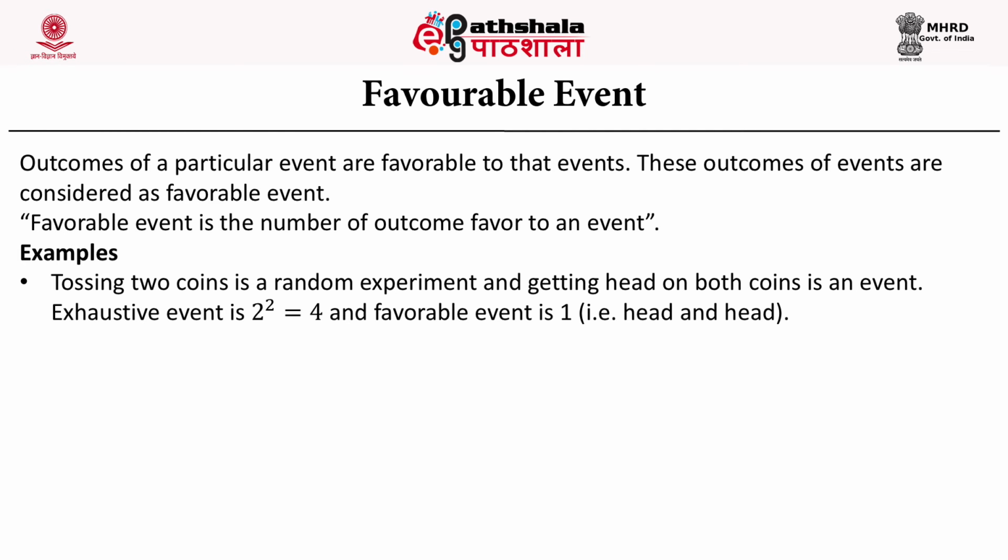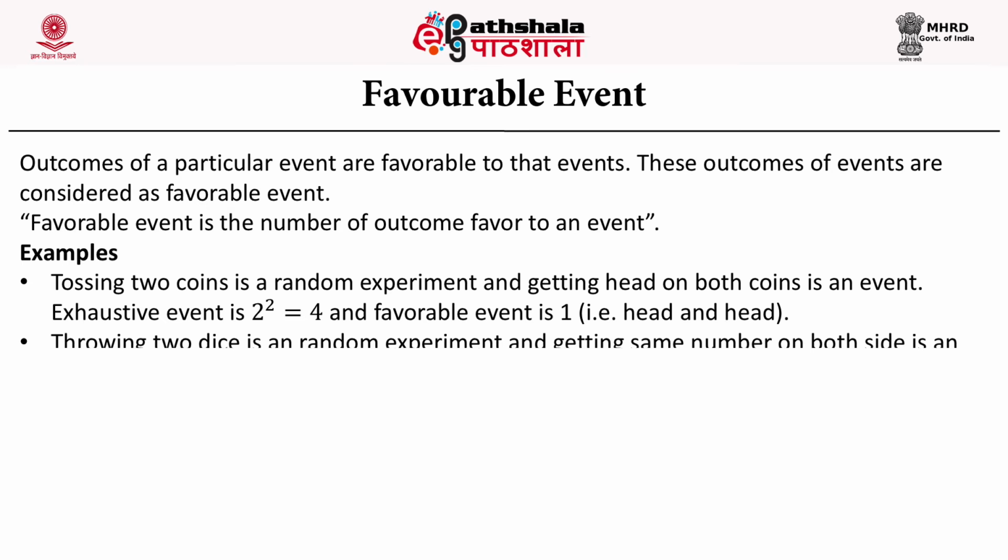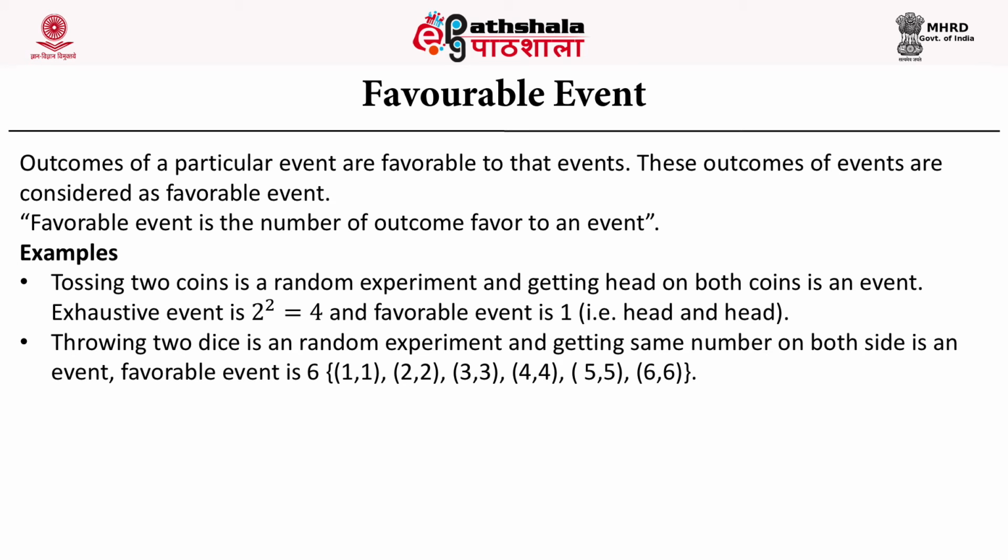For example, tossing two coins is a random experiment and getting head on both coins is an event. So the exhaustive events are 2 power 2, that is equal to 4, and the favorable event is 1, that is head and head. Throwing two dice is a random experiment and getting the same number on both sides is an event. So the favorable events are 6, and these are 1, 1, 2, 2, 3, 3, 4, 4 and so on up to 6, 6.